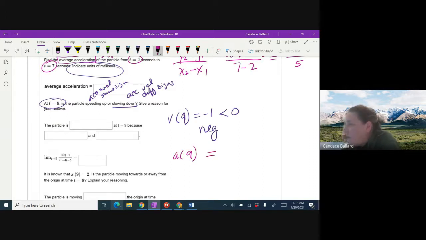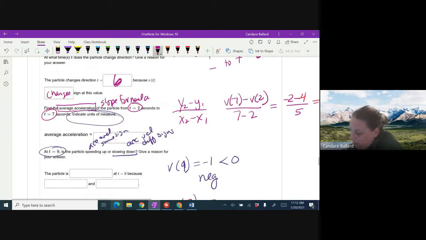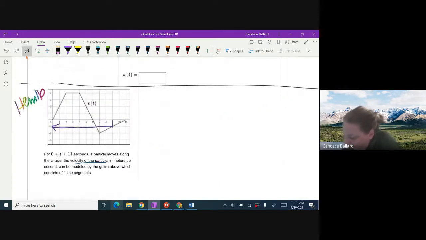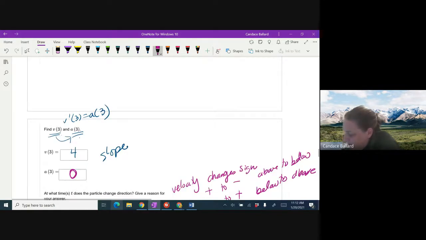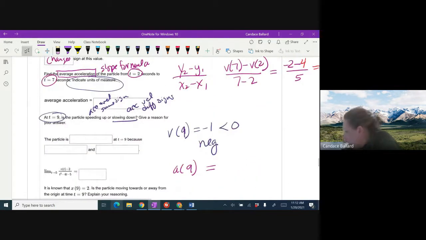Now I'm going to try to find the acceleration at 9. So what am I going to read off the graph to find the acceleration at 9? What do I have to read? All right, if nothing else, we've got that one down. We know we've got to read the slope off the graph. So it looks like we're up 1 over 2, a slope of 1/2. So acceleration equals 1/2, which is bigger than 0. So that means it's positive.